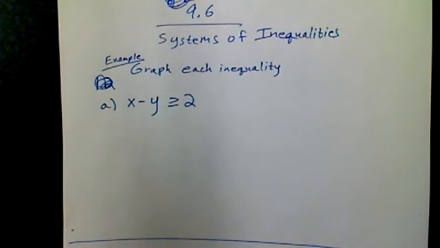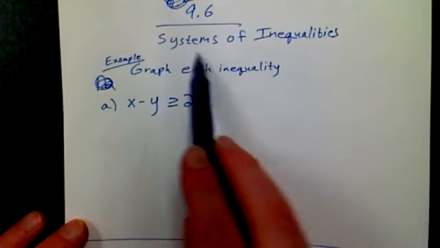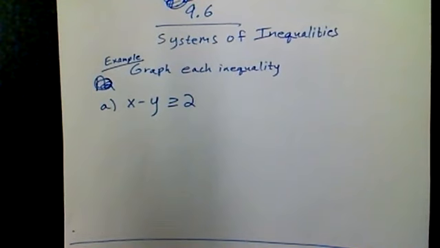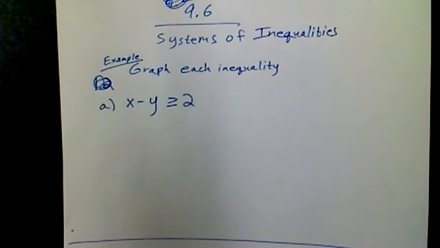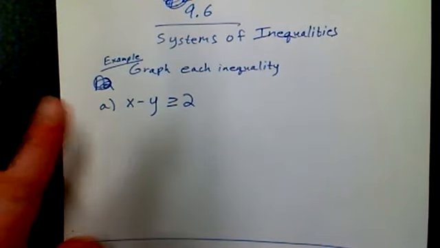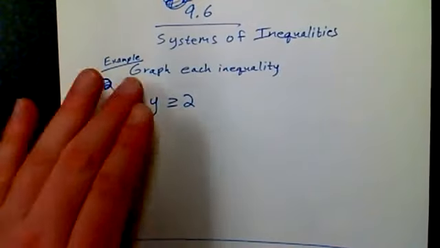So linear programming is used for something we call optimization: maximizing things, maximizing profit, minimizing cost. So it is quite useful. But the basis of it is understanding systems of inequalities, and that's what we're going to focus on. So for part A, it says to graph each inequality.